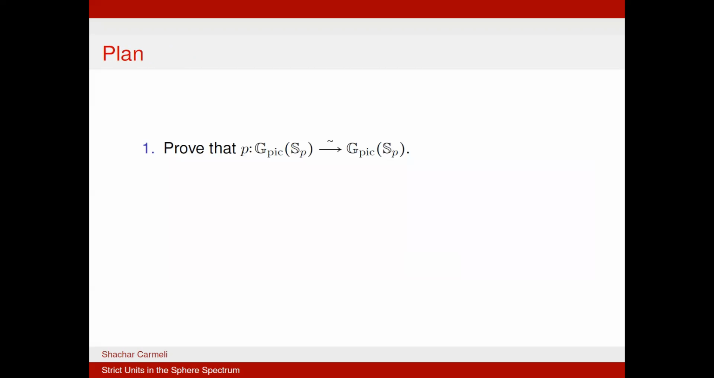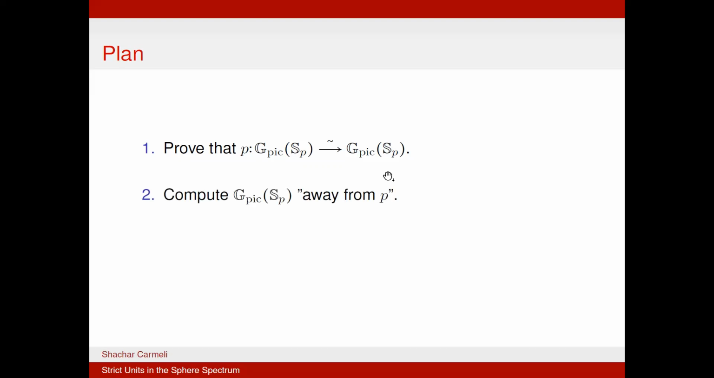Okay, so here is the proof plan. It goes as follows. The first thing is to prove that P acts invertibly on the strict Picard spectrum of the P-complete sphere. And that's the most crucial part. This is where the core of the argument lies. All the rest is pretty formal.